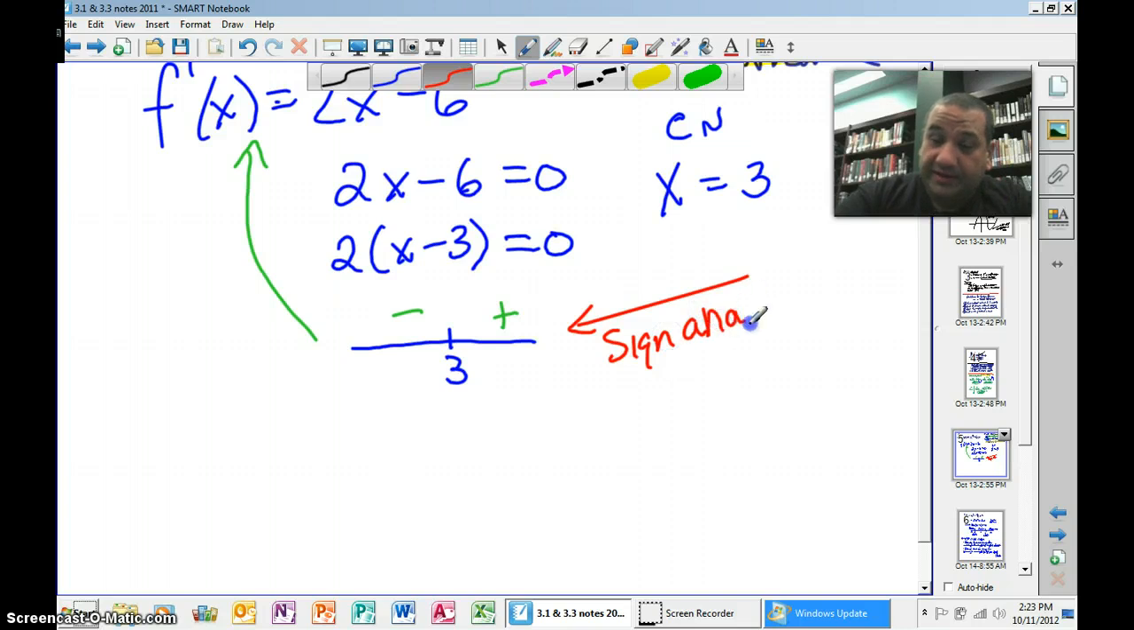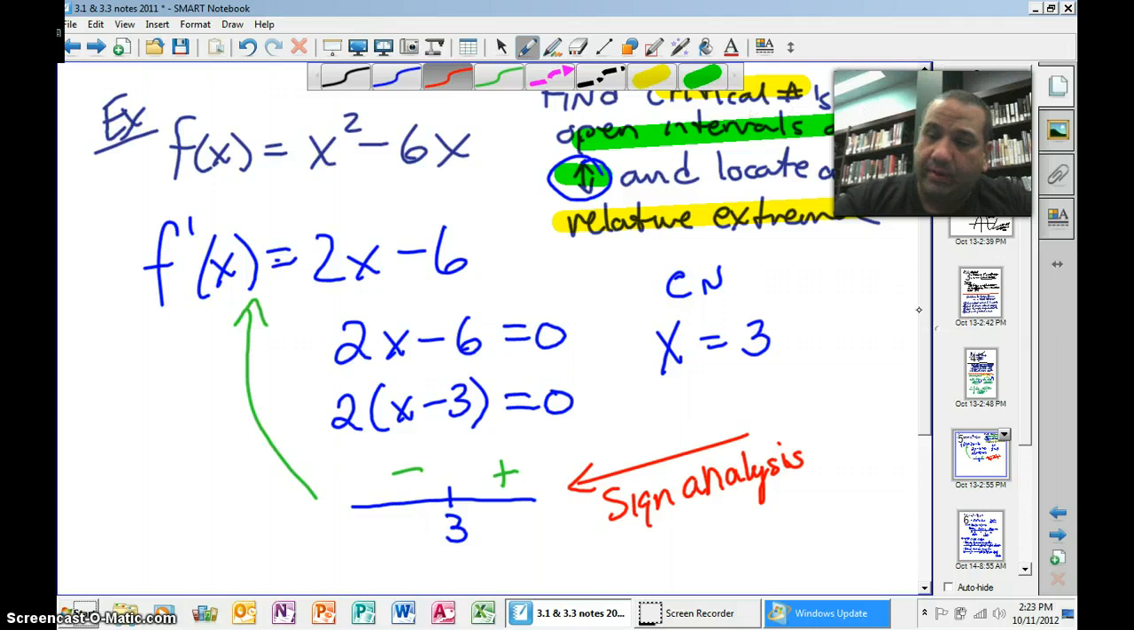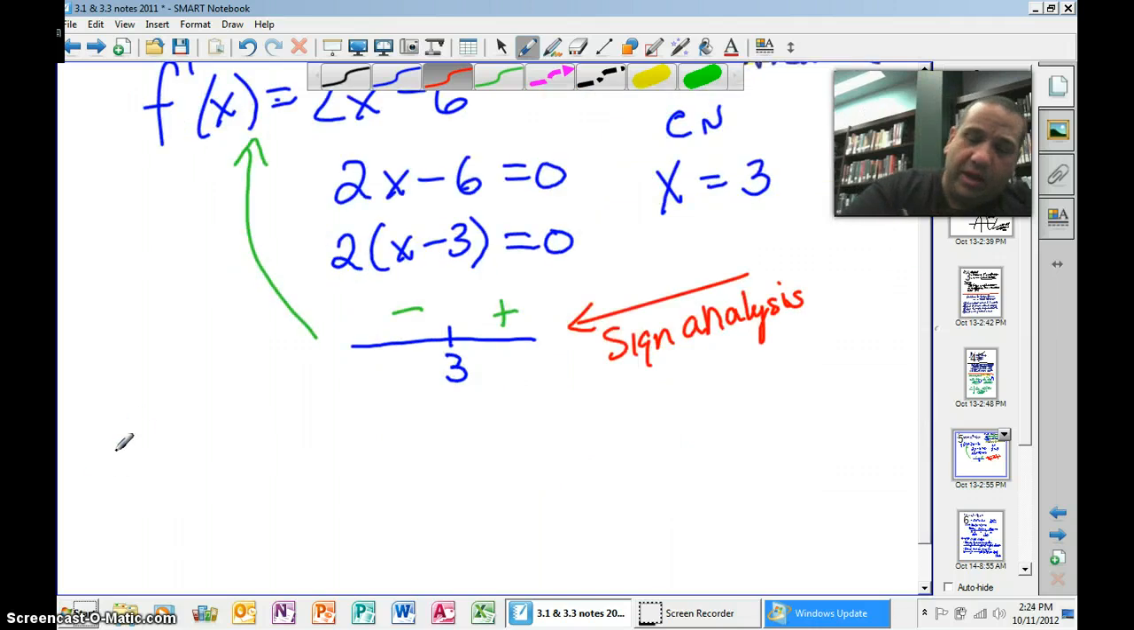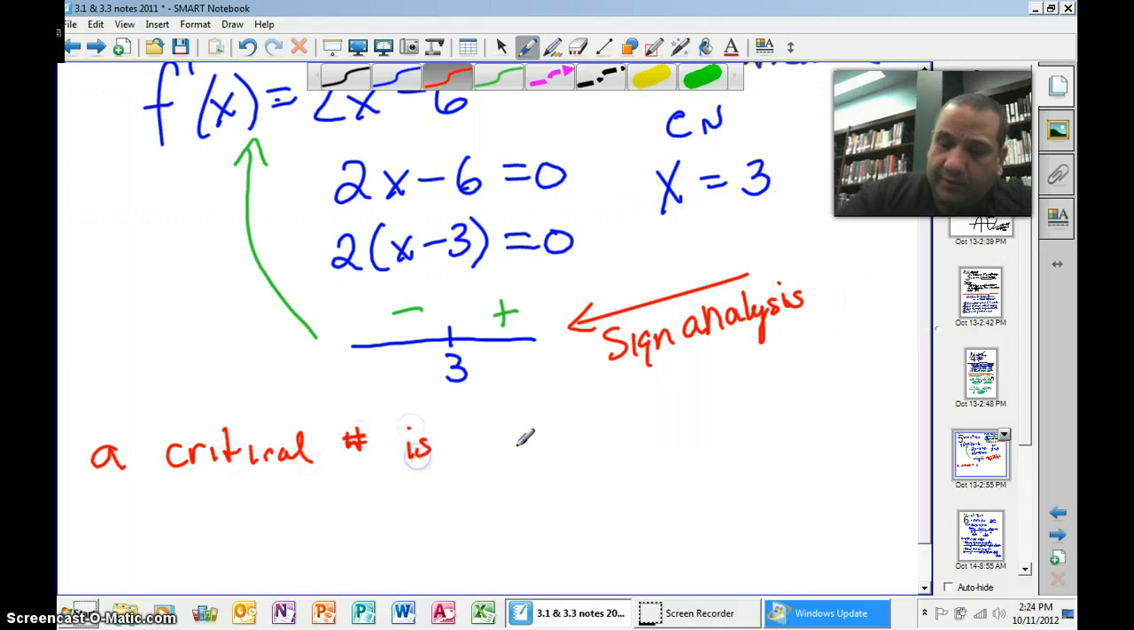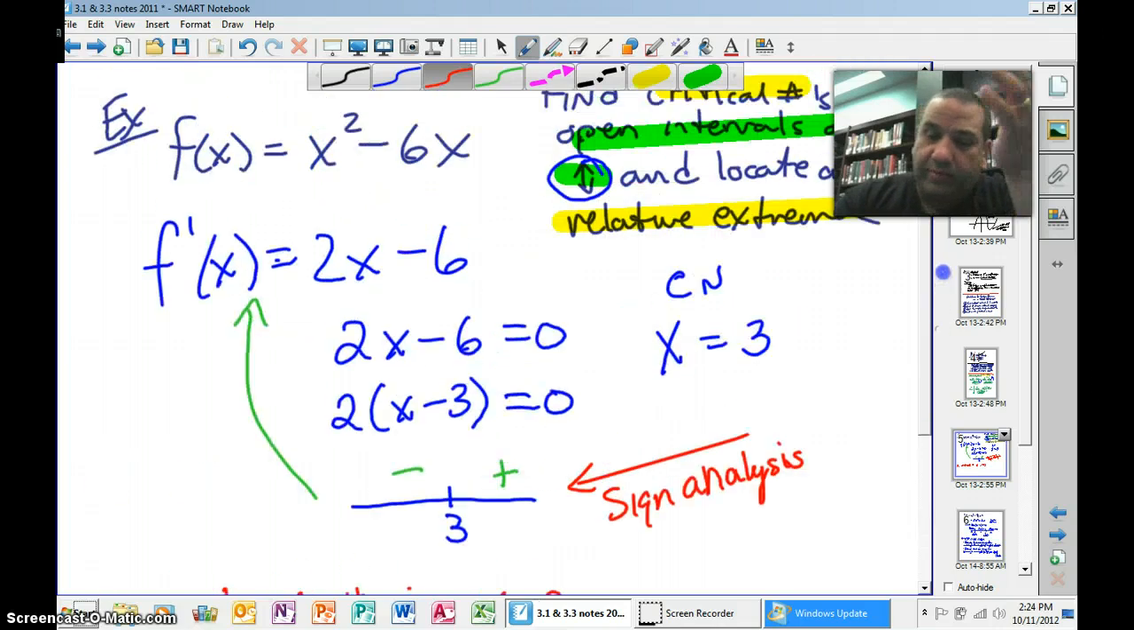I don't know how to spell analysis, but that's it. Okay, I got it. They don't take it as a form of proof. So this is what we have to write. Okay? It asked me, find critical numbers. So we found a critical number. The number is x equals 3. Okay, found a critical number.